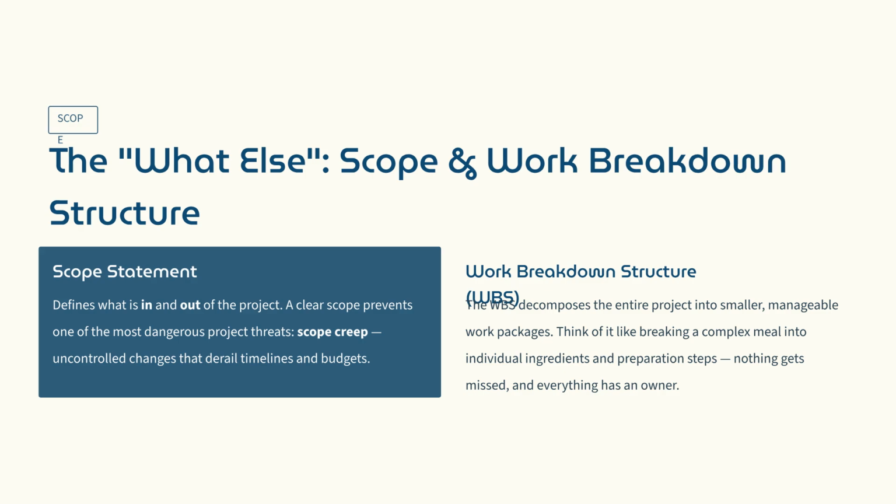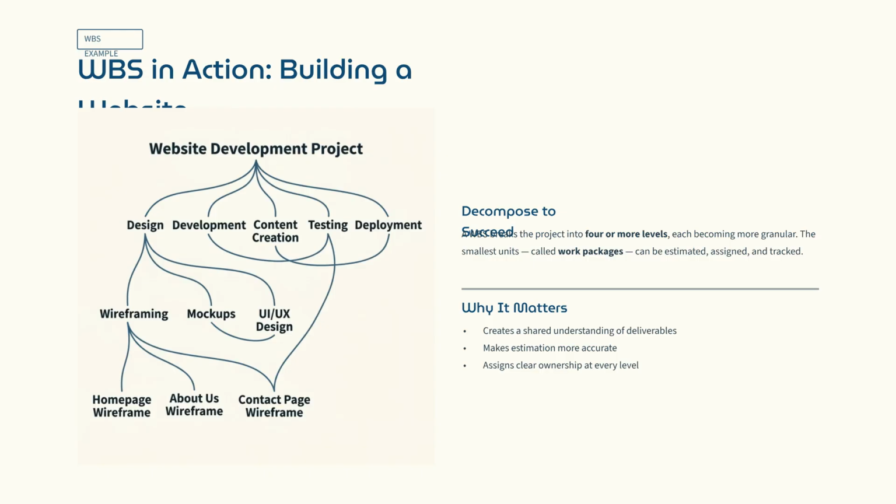The what else covers scope and the work breakdown structure. The scope statement defines what is in and out of the project to prevent scope creep. The WBS breaks the project into manageable work packages. In this WBS example, a website development project is decomposed into multiple levels of granular work packages. This decomposition is key for accurate estimation and clear ownership.